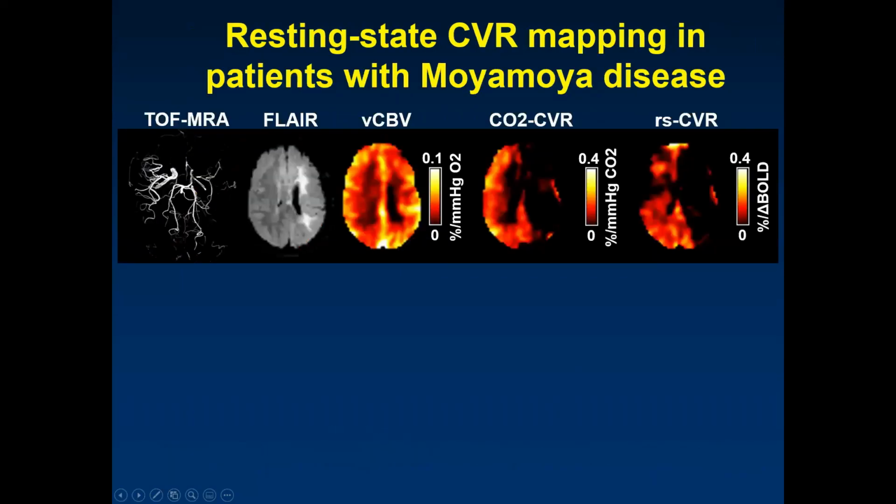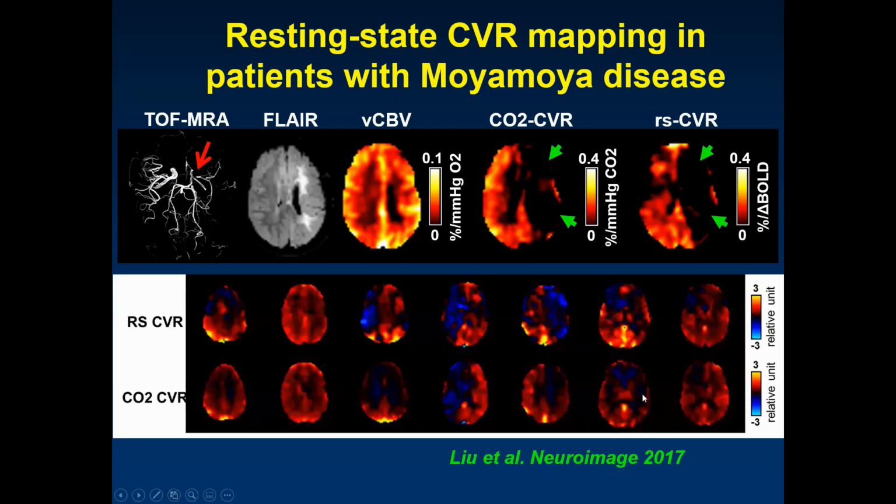And we also tried this in patients with moyamoya disease, and shown here is an example of a patient with left MCA stenosis. From both the CO2 CVR map and the resting CVR map, we can obviously see the deficit in the CVR maps in the MCA flow territory. And we have also repeated this in another 7 moyamoya patients, and the 2 maps from resting state scan and CO2 CVR scan can both show similar deficit brain regions.